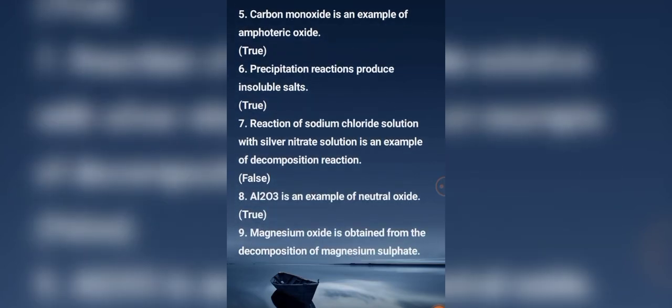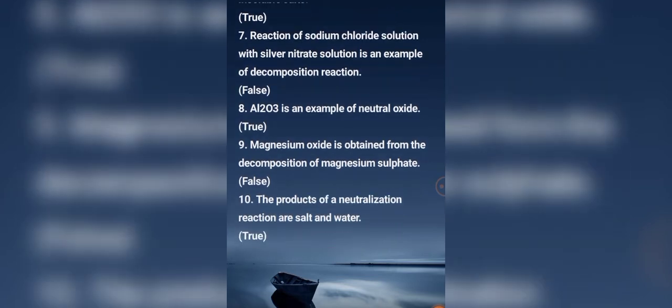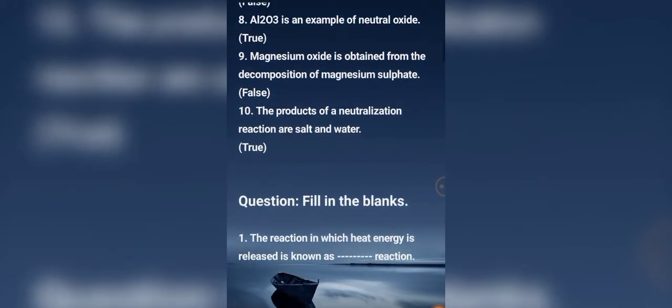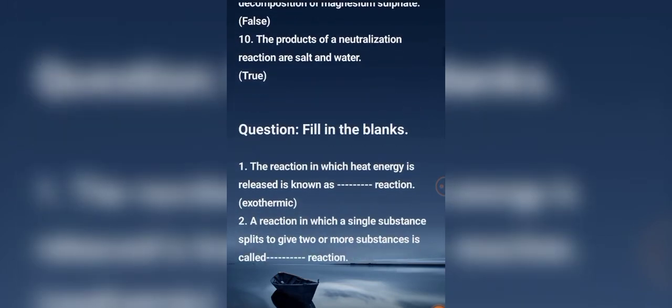That is false. Aluminum oxide Al2O3 is an example of neutral oxide. True. Magnesium oxide is obtained from the decomposition of magnesium sulfate. False. The products of a neutralization reaction are salt and water. True. Next word, fill in the blanks.